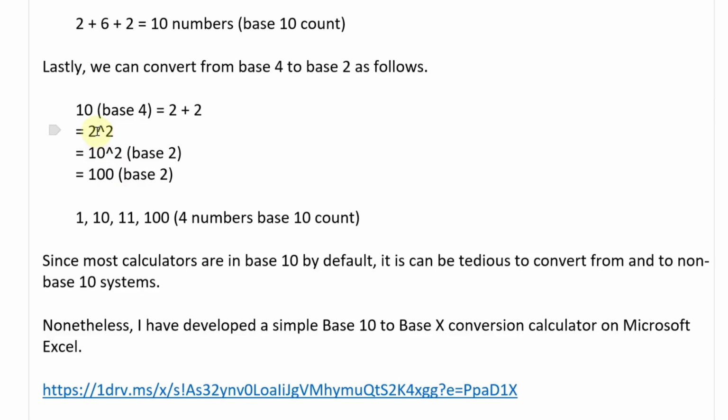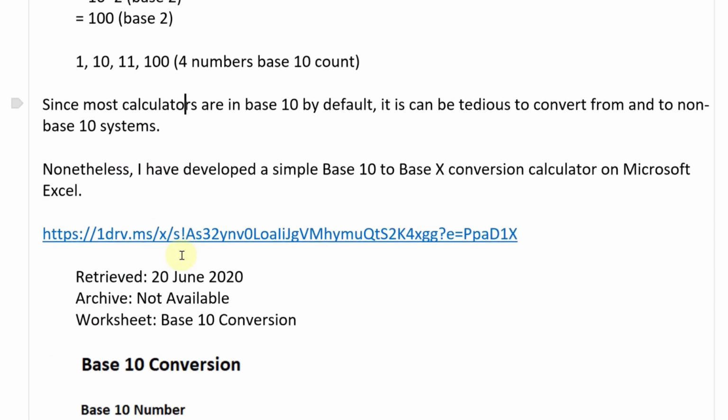And this equals, replace that with a 10. So 10 to the power of 2, base 2. So in other words, 10 to the power of 2 is 100. So 100. And we can see that. So we go 1, 10, 11, and then we go 100. 4 numbers, base 10 count, just to show that they're equivalent. So we have 4 numbers, the same value as this 2 plus 2. And this is the number 10 in base 4, which is as expected. Again, 4 numbers, base 10 count, just because we're used to that counting method.